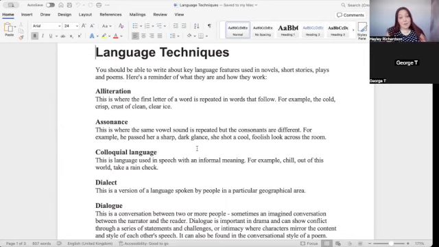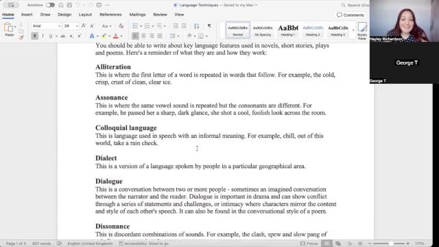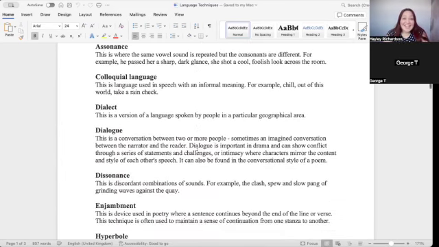So that's something to keep an eye out for, and something that a lot of people miss, and it's one of the ones that really shows that you know what you're talking about. So if you think of anything with your language techniques that is the same sounds, alliteration is the first letter, and assonance is the pain in the ass, that's the middle bit that rhymes, or the middle bit that sounds the same. That's how I remember it anyway.